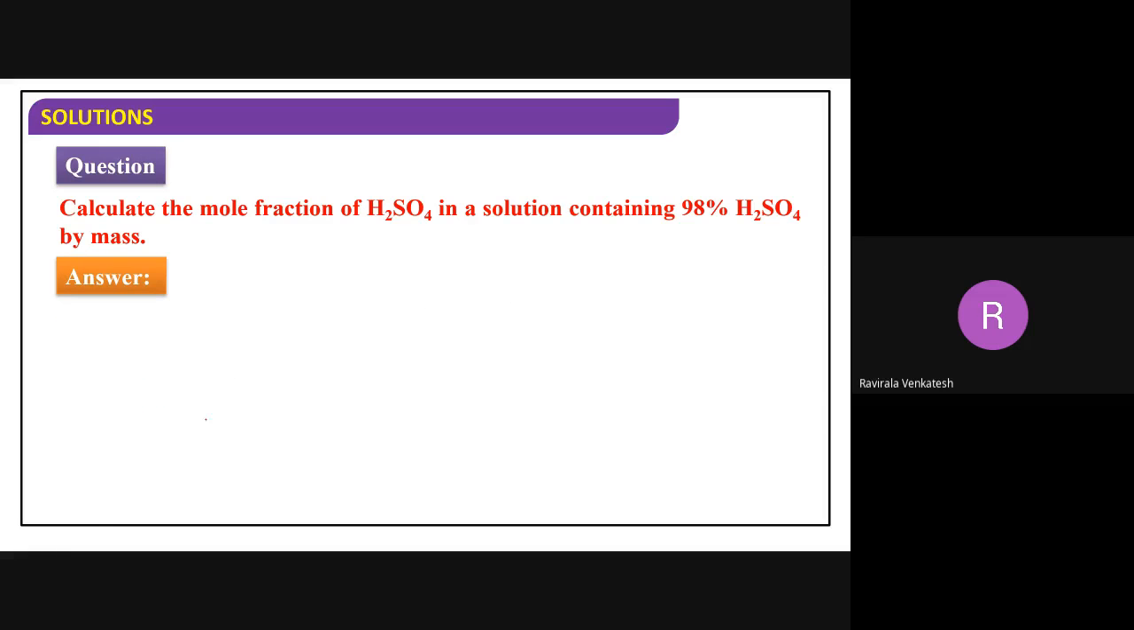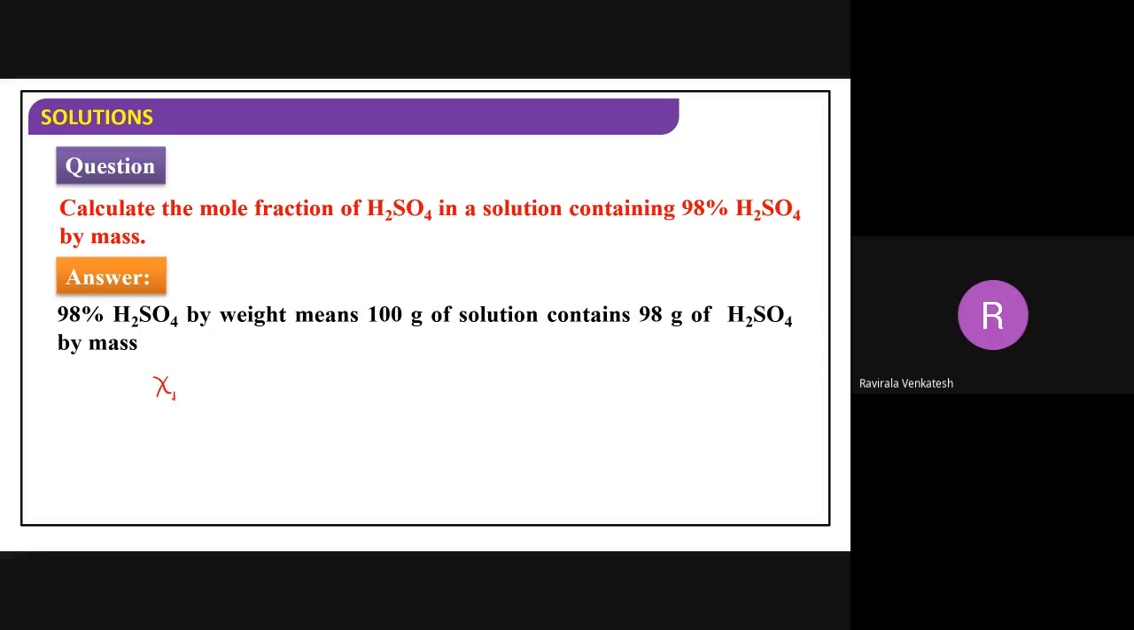Now let me take a question here. Calculate the mole fraction of H2SO4 in a solution containing 98% of H2SO4. How do you calculate this? What is the formula for mole fraction of H2SO4? Mole fraction of H2SO4 is equal to number of moles of H2SO4 divided by total number of moles.